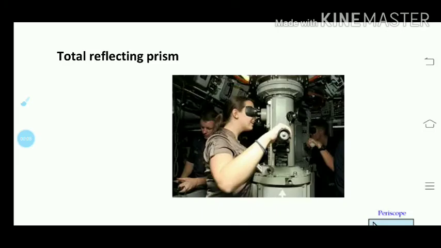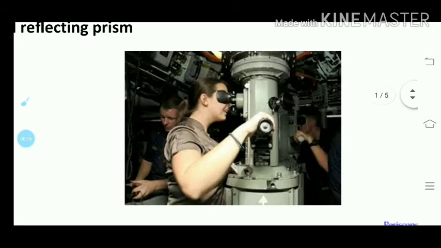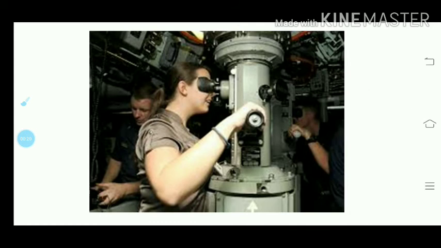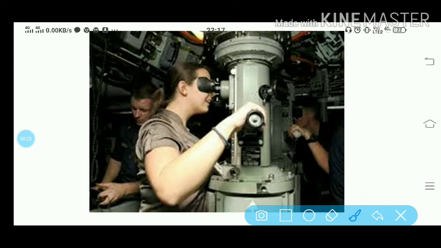Our today's topic is total internal reflection in a prism. Take a look at the picture on the screen. You will find that these people are looking into some sort of instrument or device. Now, what do you think this device does?